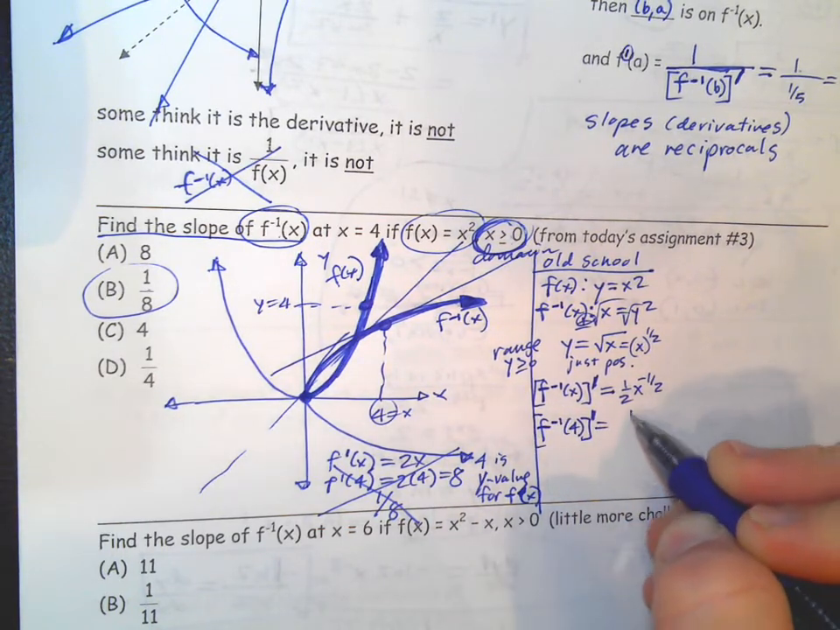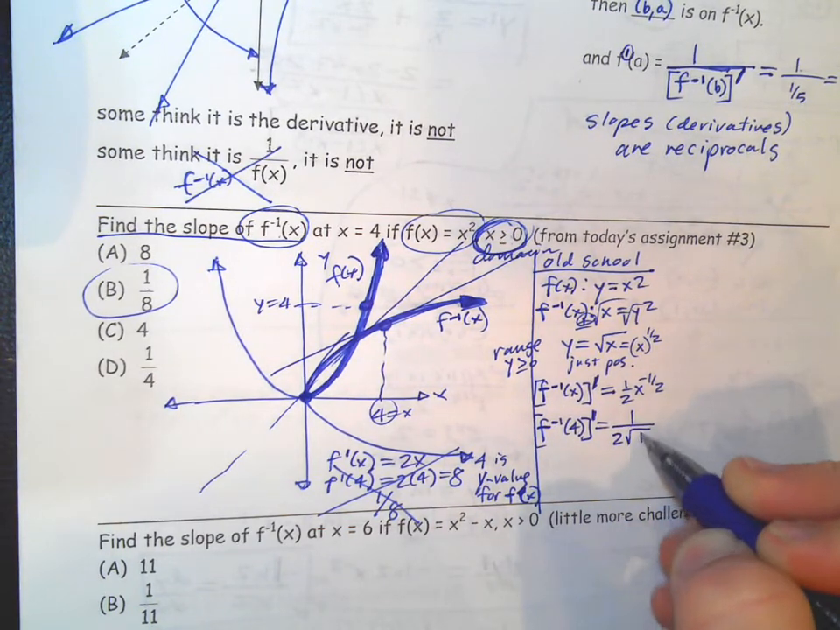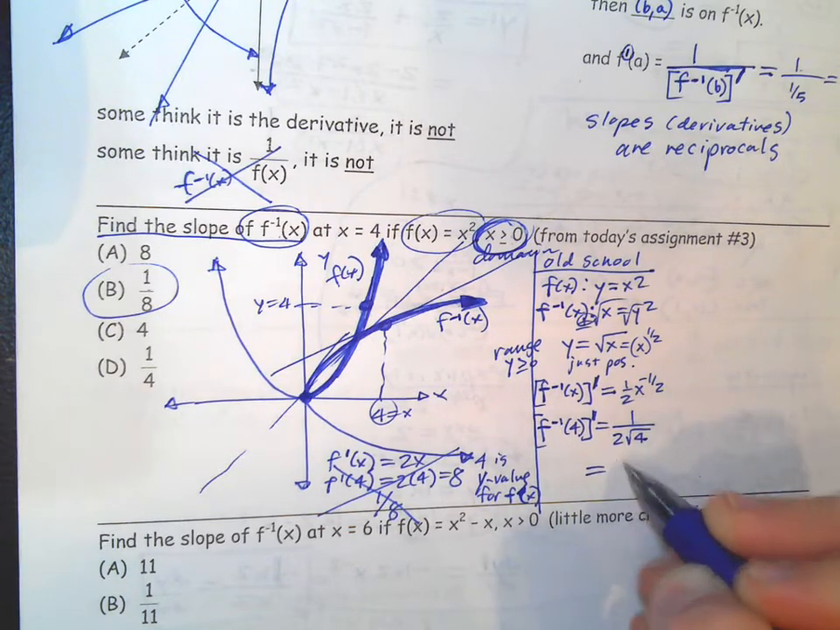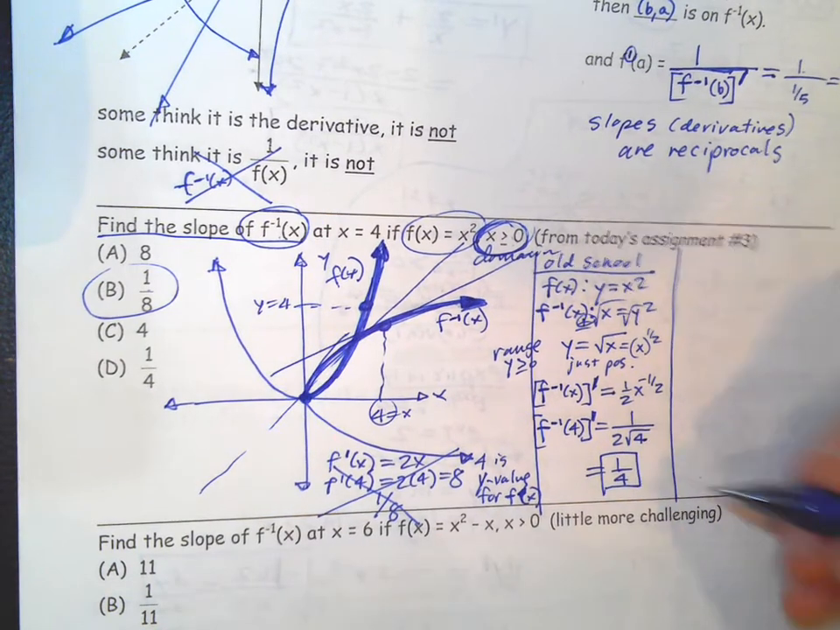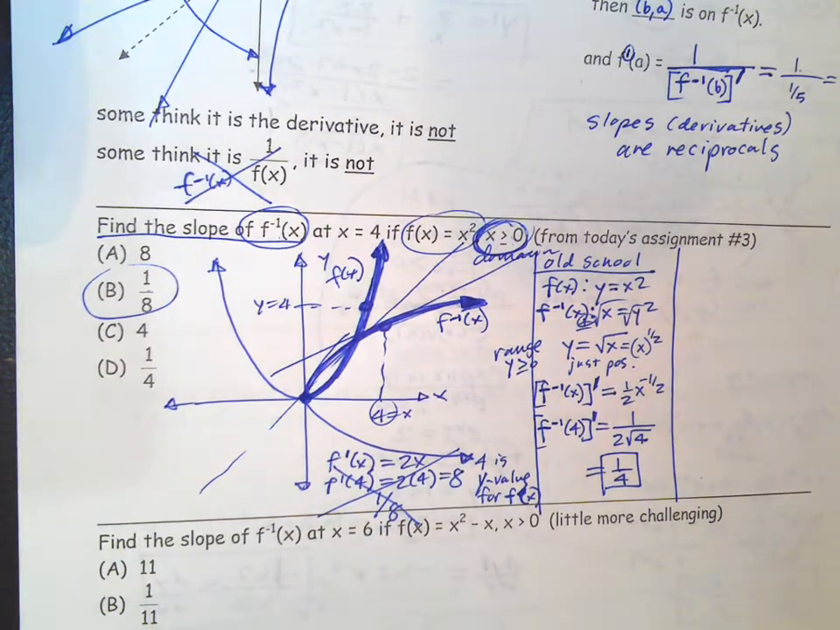And we'll get 1 over 2 square root of 4, which is 1/4. So the answer is 1/4. So that's an old school approach. We didn't use that new fact today that said that the slopes were just the reciprocals of each other. We went and brute force found the inverse function, found its derivative, and plugged x equals 4 in.